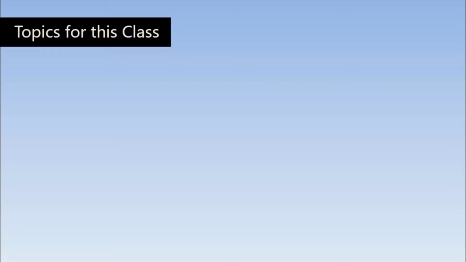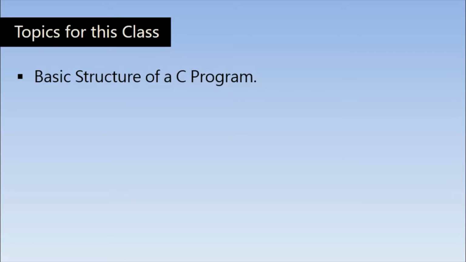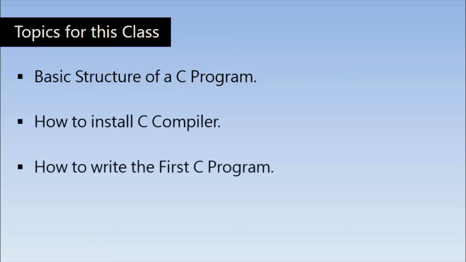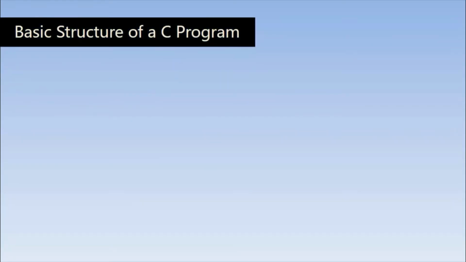Practically. So the topics for this class are: first, we'll understand the basic structure of a C program and how to install a C compiler, and we'll write our first C program. Okay, first we'll understand the basic structure of a C program. That means how to write a program and what a C program is going to consist of.